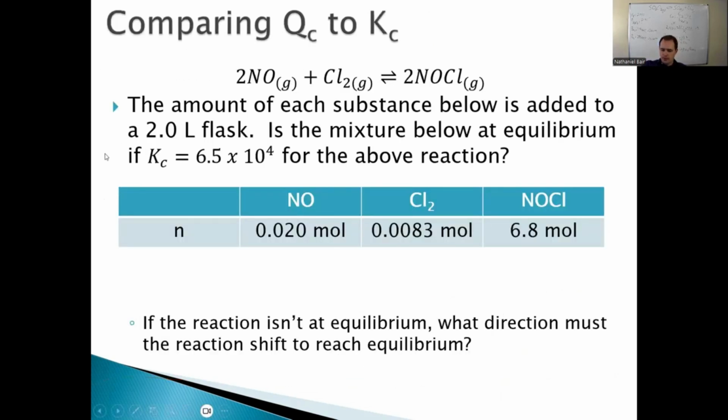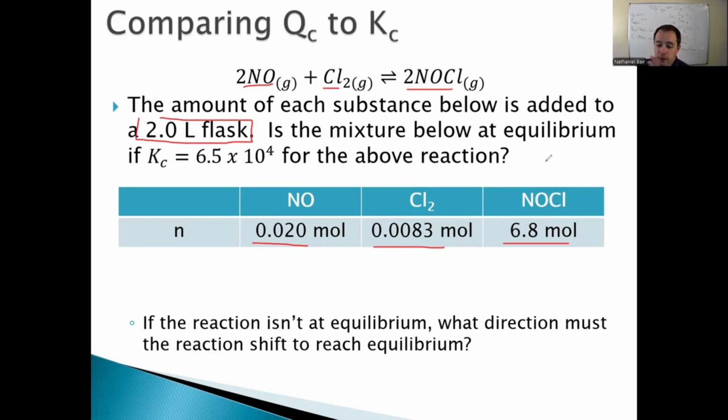So, for example, let's do this one right here. We have this reaction: two NOs and a Cl2 react to make two NOCls. We have a 2-liter flask, and in that flask we're going to pump in this many moles of NO, this many moles of Cl2, and this many moles of NOCl. The first thing I want to do is predict what direction the reaction needs to go to reach equilibrium if it is not at equilibrium.